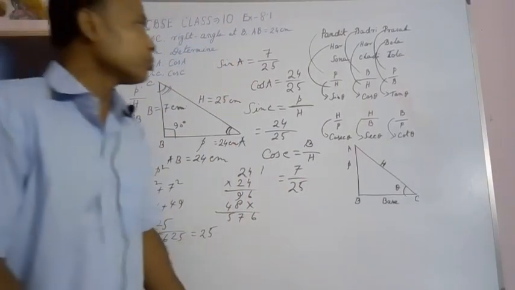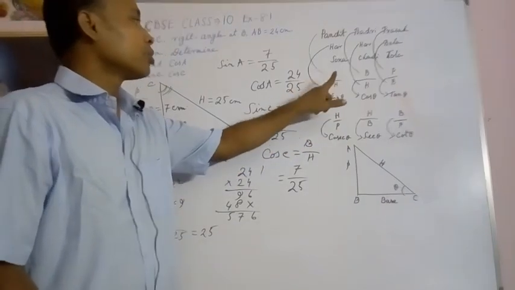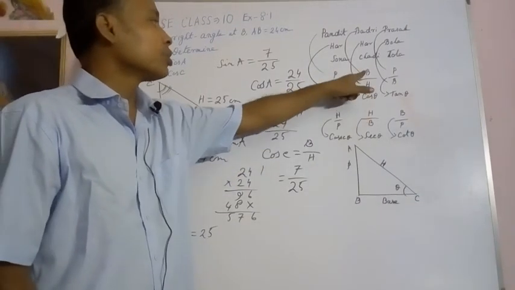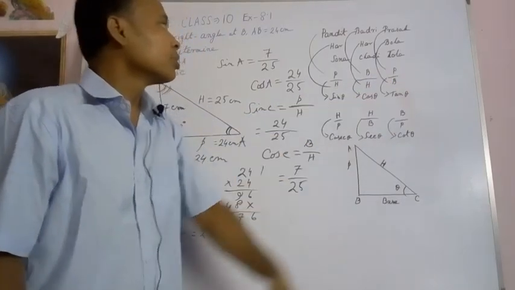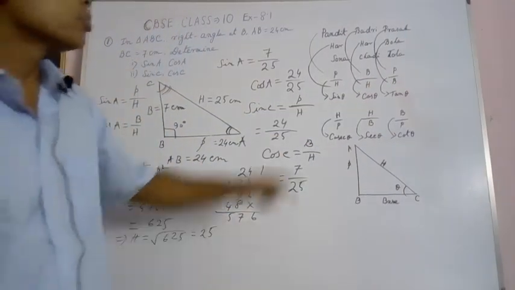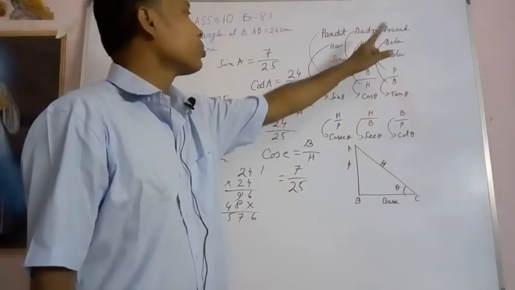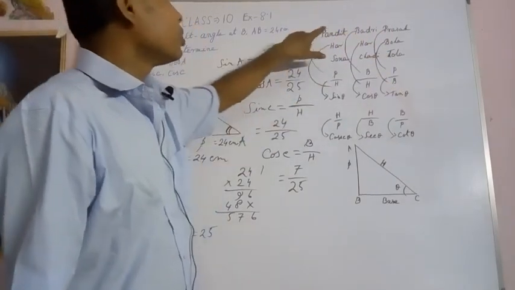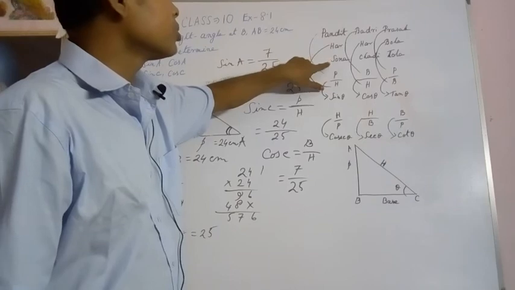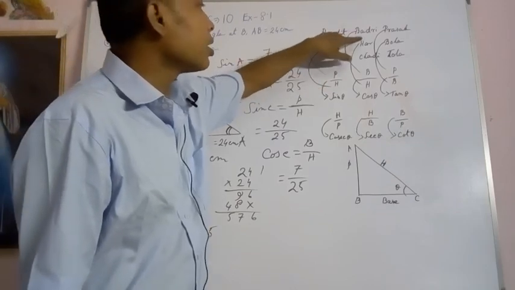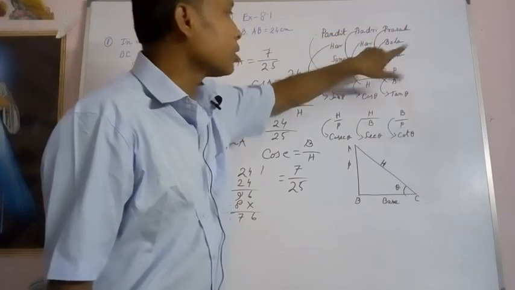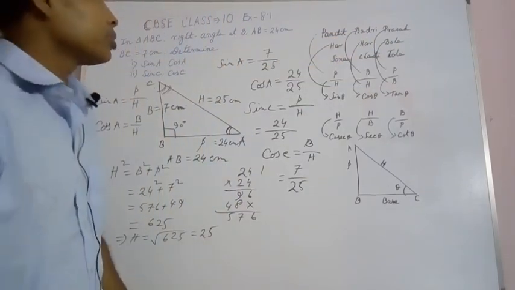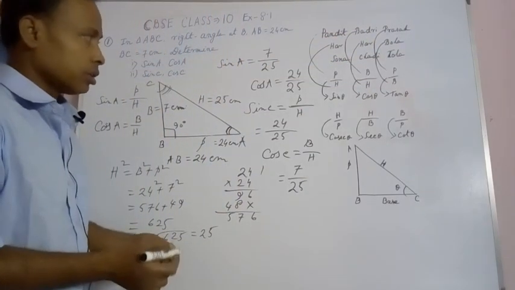So this is very easy. Only you have to know sin theta is equal to perpendicular by hypotenuse, cos theta is equal to base by hypotenuse, and tan theta is equal to perpendicular by base. You can remember it: Pandit Badri Prasad har har bole sona chandi tole. P by H is equal to sin theta, B by H is equal to cos theta, and P by B is equal to tan theta. Pandit Badri Prasad har har bole sona chandi tole.